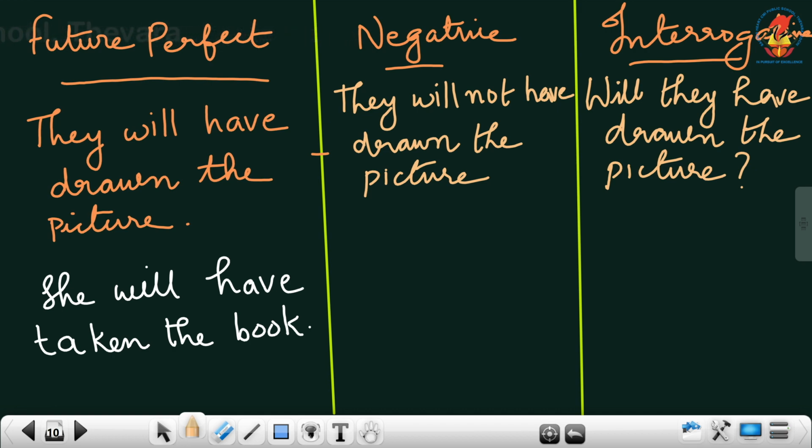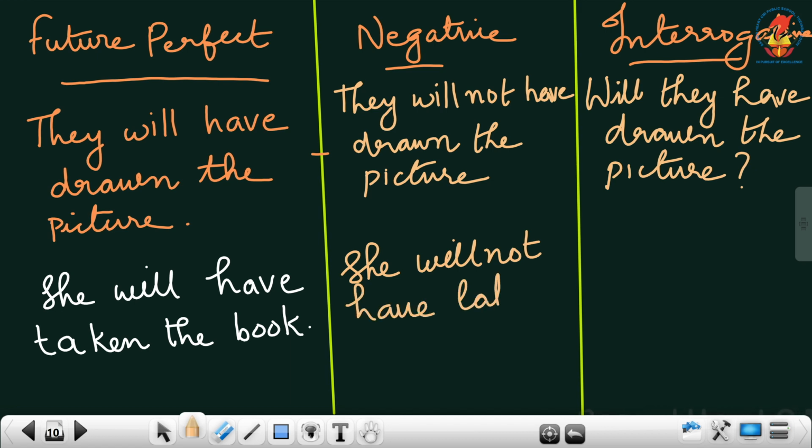Then, she will have taken the book. Make it negative by adding "not" after "will". So she will not have taken the book. She will not have taken the book.